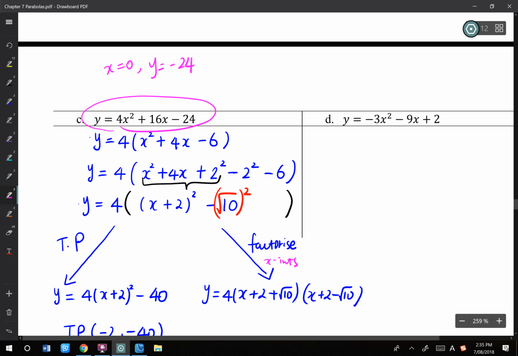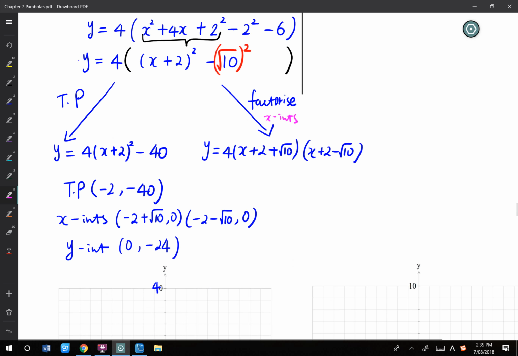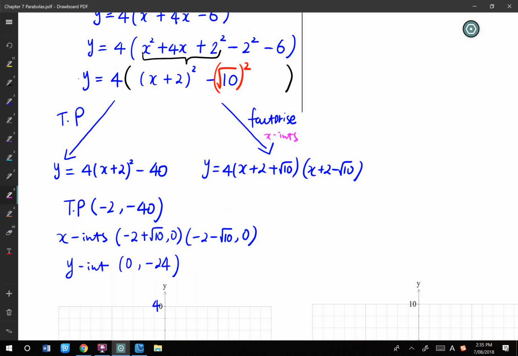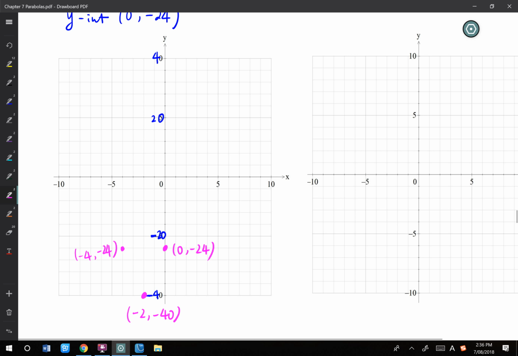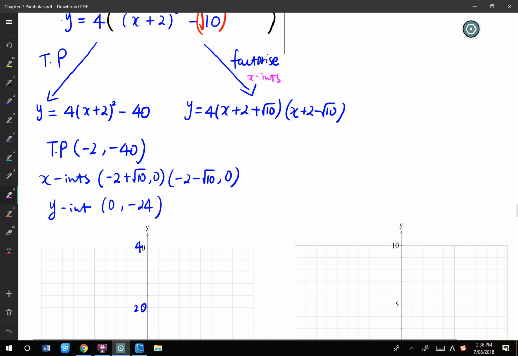So with 3 different forms, I will see 3 different things. From the general form, I can see the y-intercept. From the turning point form, I can see the turning point. From the factorized form, I can see the x-intercept. So that's all the key features I need, so I can get all of this easily. Okay, so the next thing is the x-intercept. Well, I can't really see where my x-intercept is.